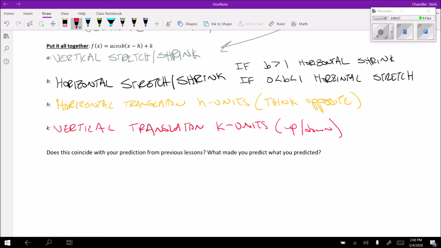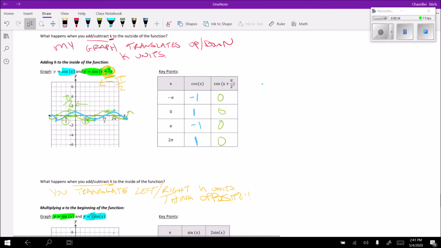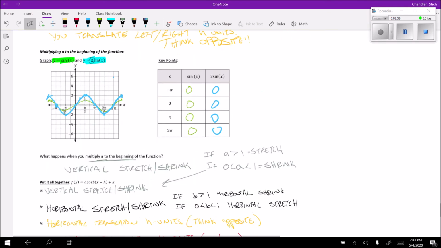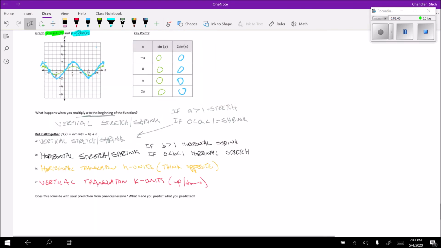All right, these coincide with every single transformation that we've talked about this year. So if you know those, you should know these as well. Whether it's sine, cosine, or tangent, all of these a, b, h, and k stay consistent. Okay, so if you know one of them, you know all of them. And then ask yourself, does this coincide with your predictions from the past 2 lessons? What made you make those predictions? And how do all of these affect the period, the amplitude, the midline? Think about that as you go through this. Think about that as you think about that last question.